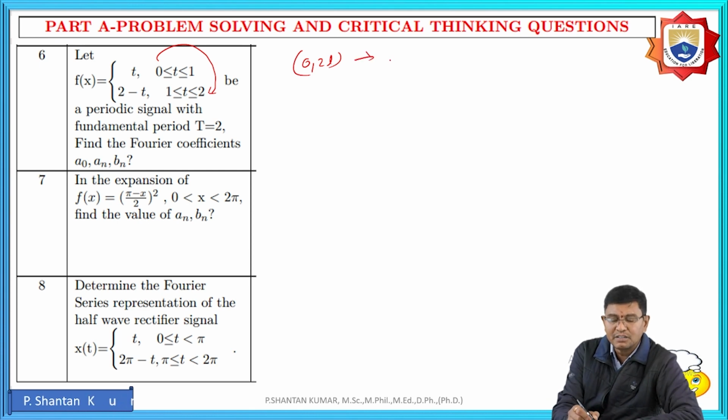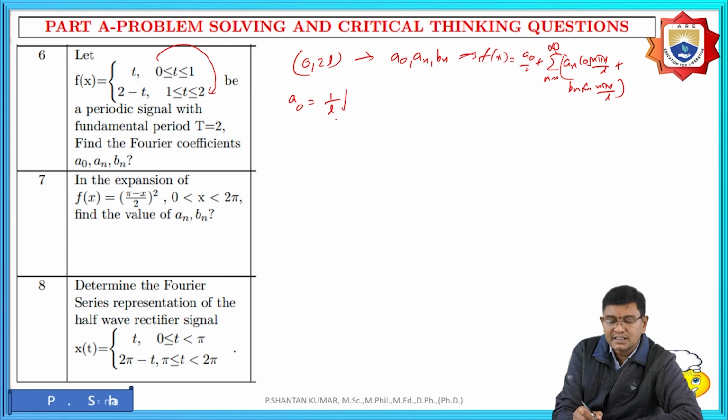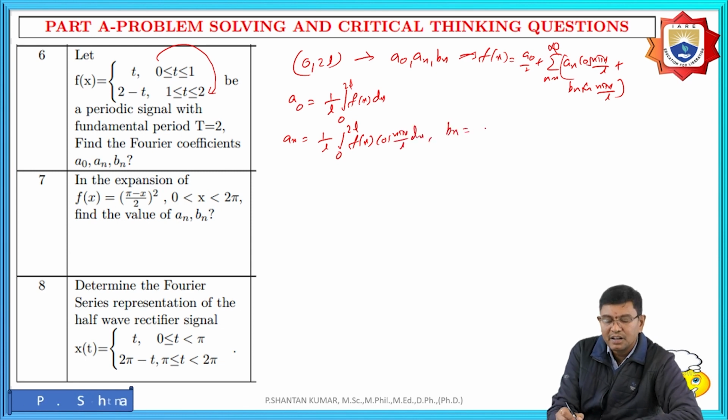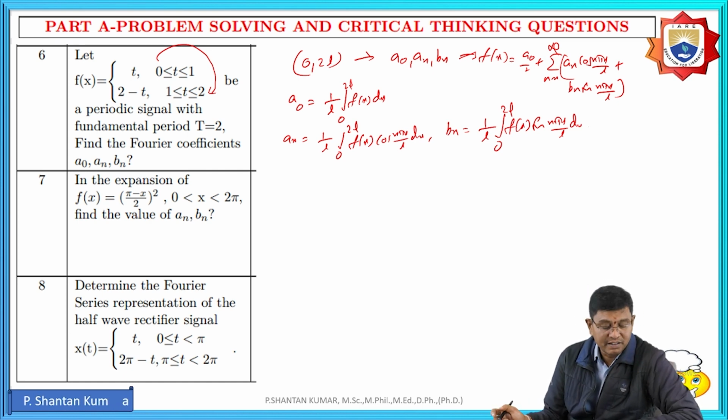For 0 to 2l, as you know, to find the values a naught, an and also bn, the formula is f of x is equal to a naught by 2 plus summation n is equal to 1 to infinity an cos n pi x by l plus bn sin n pi x by l, where a naught is 1 by l integration 0 to 2l f of x dx, an is 1 by l integration 0 to 2l f of x into cos n pi x by l dx, and bn is 1 by l integration of 0 to 2l f of x into sin n pi x by l dx. Based upon this, we get the required solutions.